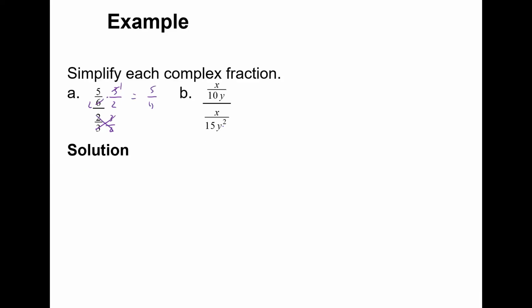Okay, now what about here? Again, we're going to multiply by 15y squared over x. That cancels that, that cancels that, so we get 1 in the denominator. And up here, that x cancels, that y cancels one of those y's. 5 will go in here twice, 5 will go in here 3 times, so we have 3 times y all over 2.